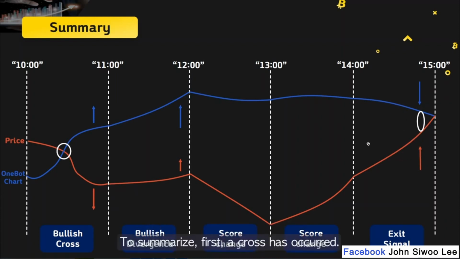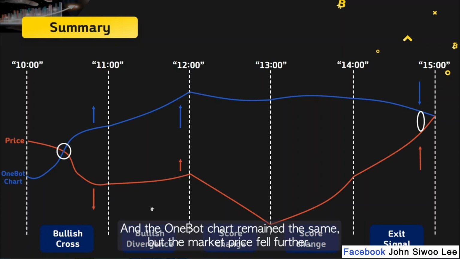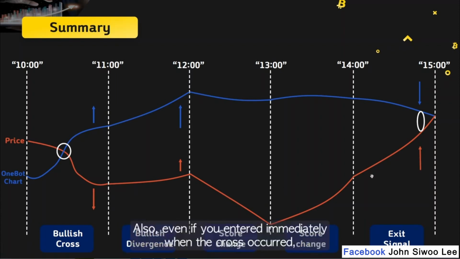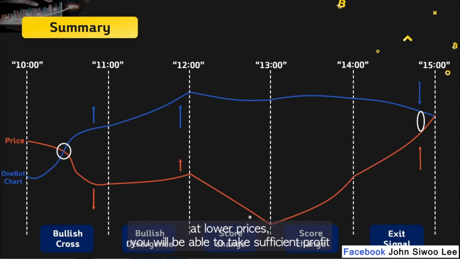To summarize, first, a cross has occurred. We decided to observe, and the bullish divergence widened even more, and the Onebot chart remained the same, but the market price fell further. If you sell or close your position, you can get enough profit. Also, even if you entered immediately when the cross occurred, you can lower the average price by additionally entering positions at lower prices. You will be able to take sufficient profit when the exit signal is issued.